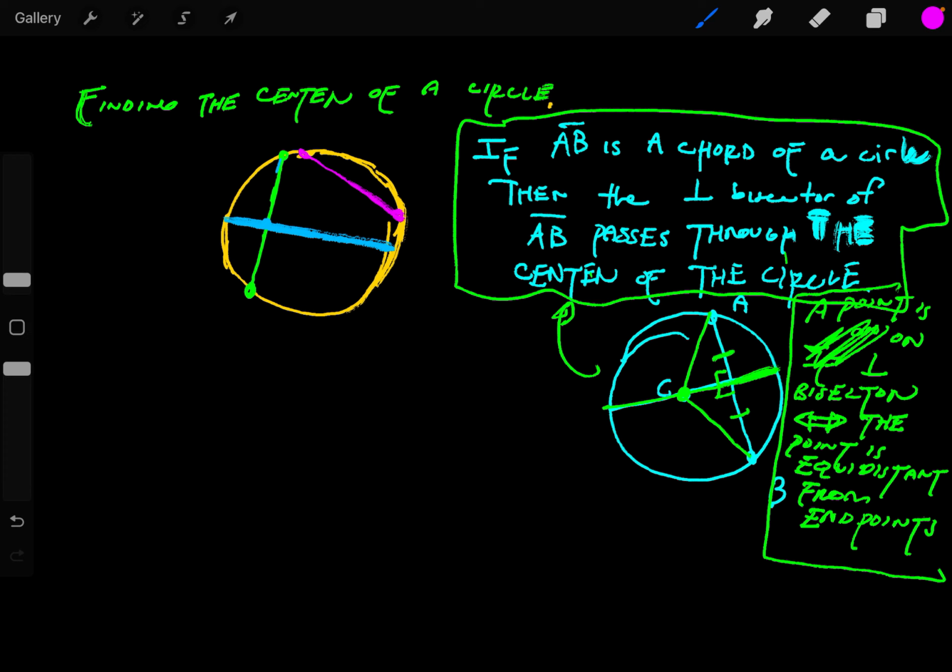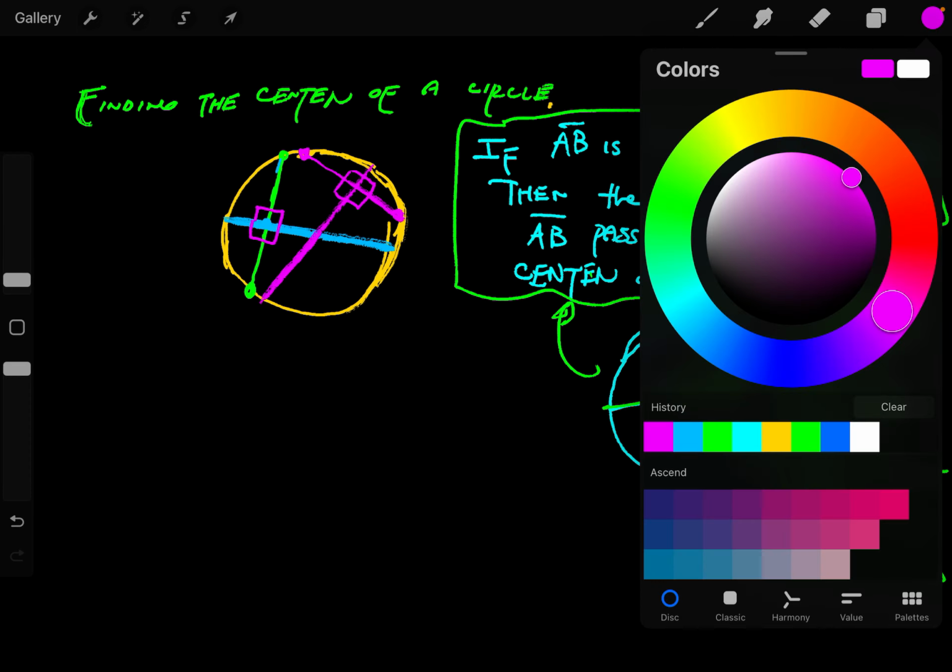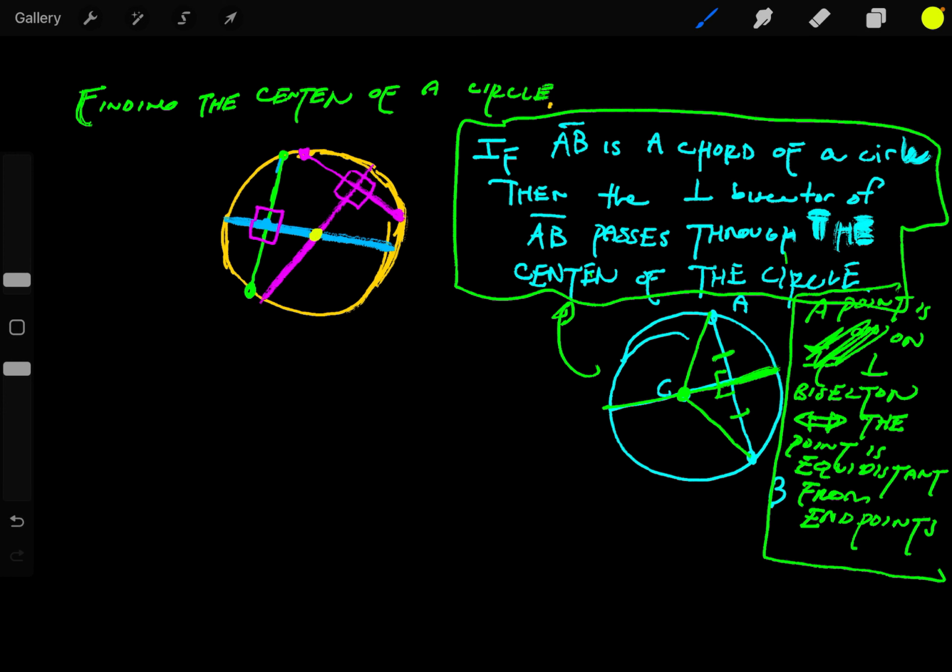So we know, we're looking for the center. We know that on that blue line, the perpendicular bisector of AB, somewhere must exist the center. Similarly, with this pink line, if I draw the perpendicular bisector for this pink chord, the center must also be somewhere on this perpendicular bisector. So that means that where these two perpendicular bisectors intersect must be the center. And this point right here is the center of my circle.